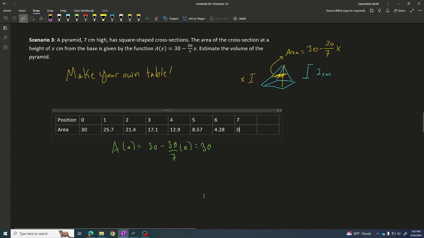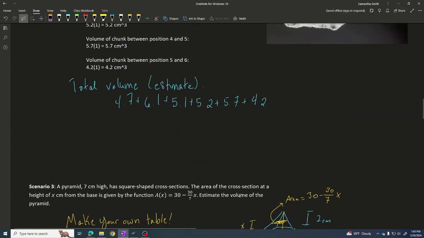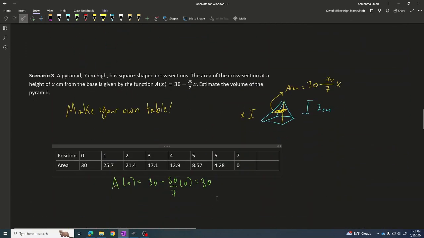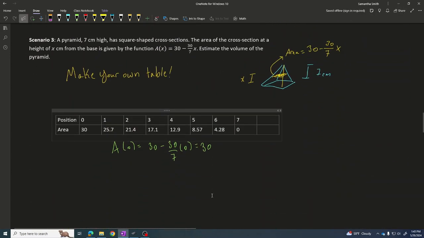Now, for sure, if you decide to create a table that looks like this and use the same process that we used in scenario 2, that is a way to get an estimate for the volume of the pyramid, no problem. But as we have observed, using such a small number of data points creates a really bad approximation for the actual volume of the pyramid.